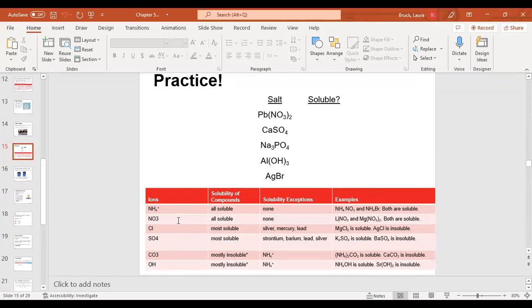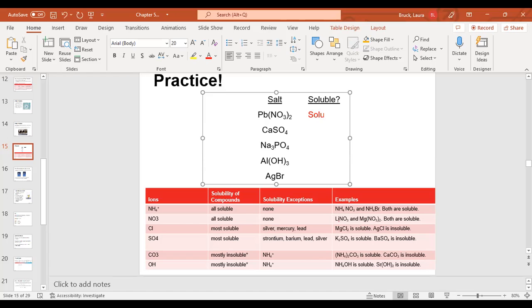So nitrate, all of them are soluble and there are no exceptions. So the answer to this question would be soluble. Yes, that is soluble.